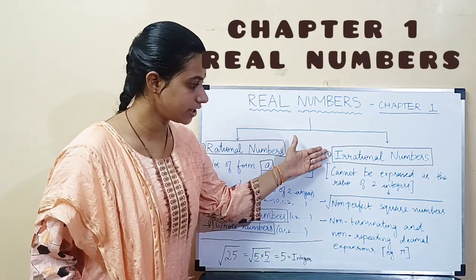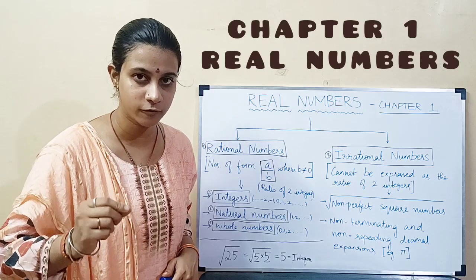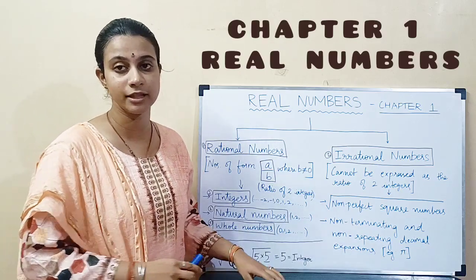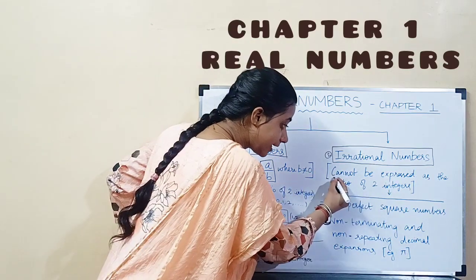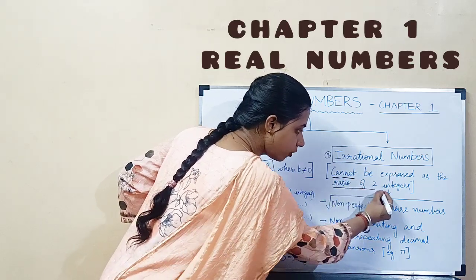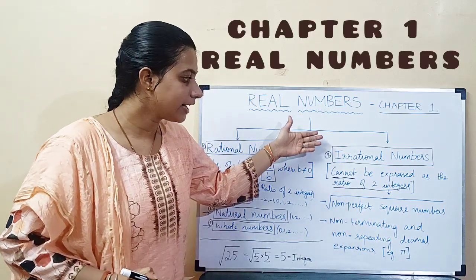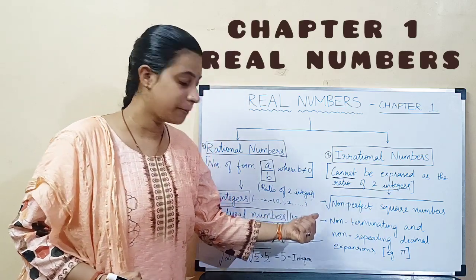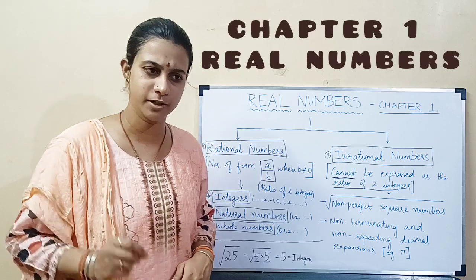Now coming to the irrational part, it is exactly opposite to the rational numbers. That is, it cannot be expressed as the ratio of two integers. Now, what do irrational numbers comprise? We can say that they comprise root values of non-perfect square numbers.